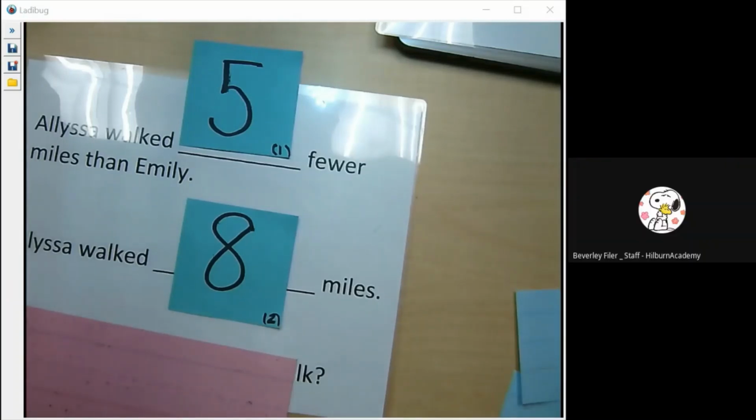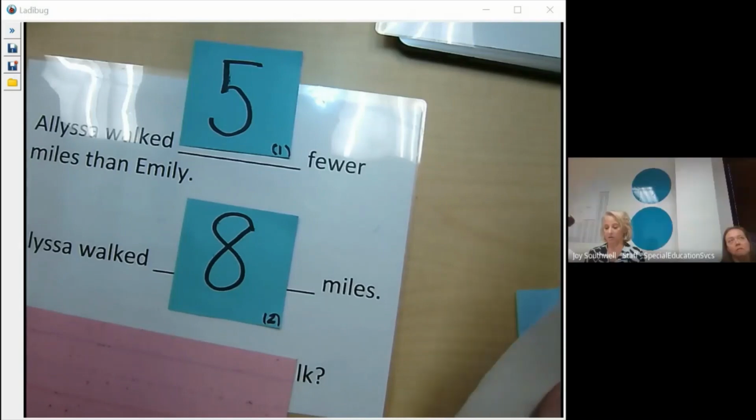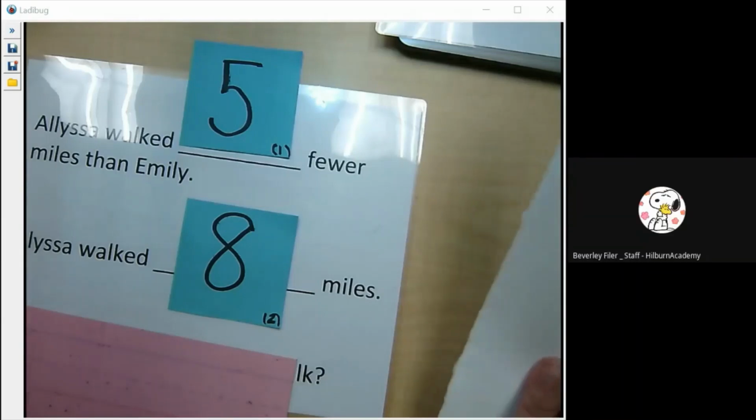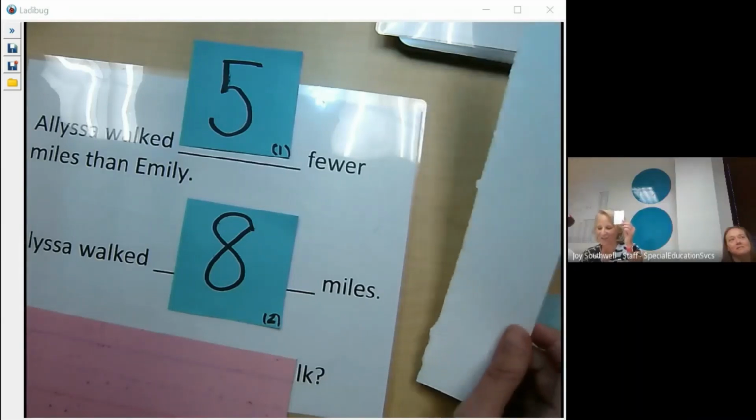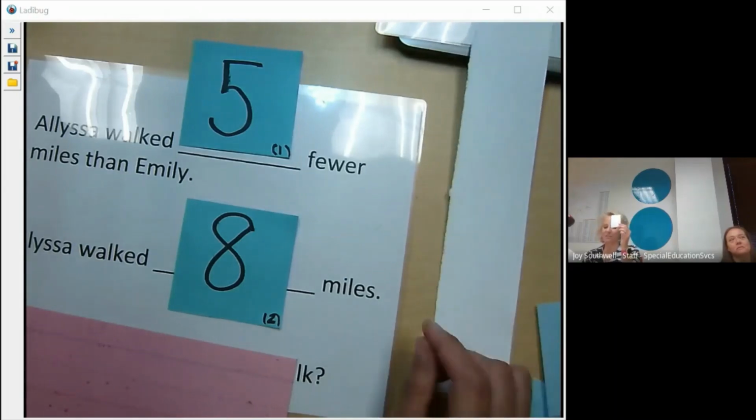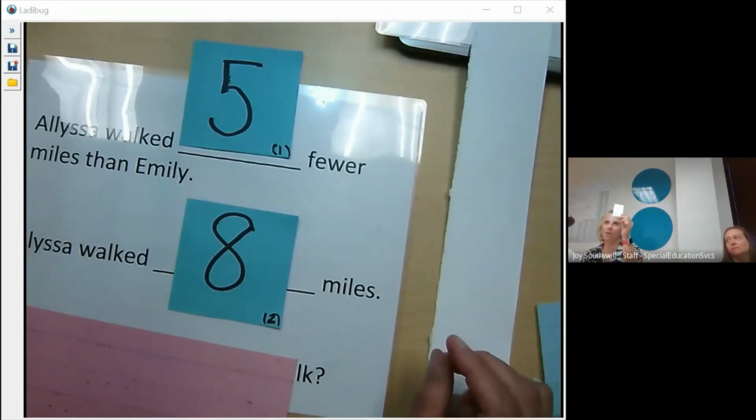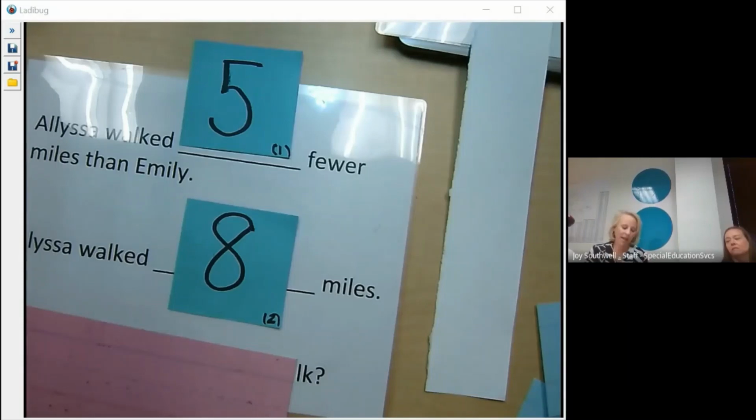So why would Alyssa be the longer bar? Alyssa walked 5 fewer miles than Emily. Alyssa's bar is not the longer bar. Alyssa's bar is the smaller bar. Did I mess that up? I thought you said the longer bar. That's why I was confused. Alyssa walked 5 fewer miles than Emily. So Alyssa's bar is the smaller bar. Let's put an A on the smaller bar.